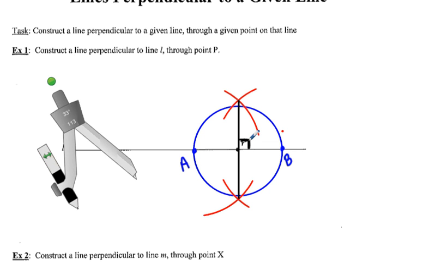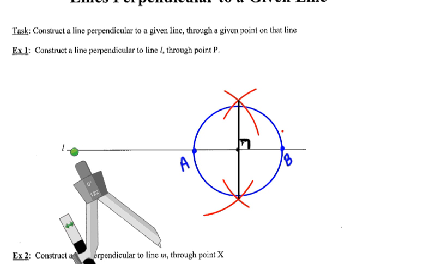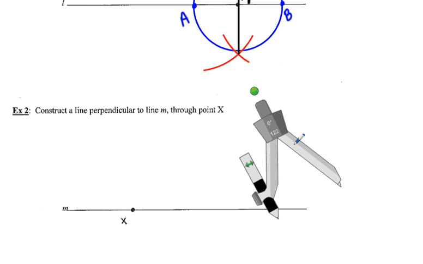So again, if I think about this in the context of what we already know and what we've already done, hopefully that'll make this construction a lot simpler for you. I'm going to grab my compass and move it down to the bottom of the page so that we can jump right into number 2. Number 2 says exactly the same idea. It says through point X, which is on this line, construct a line that's going to be perpendicular to line M.